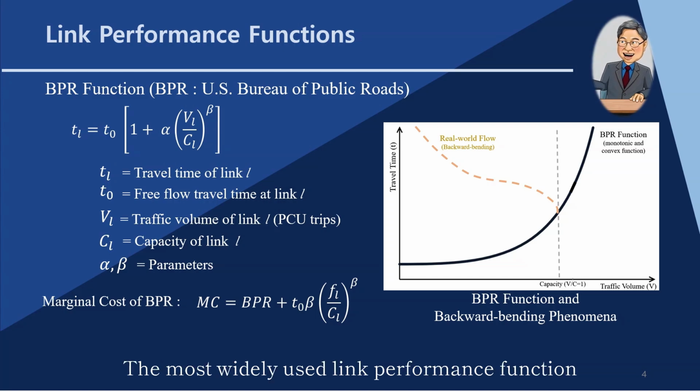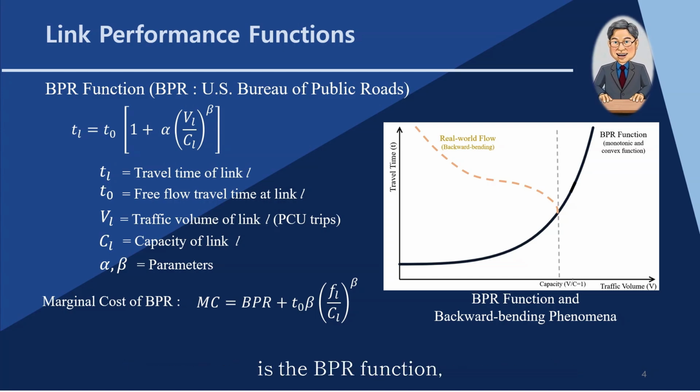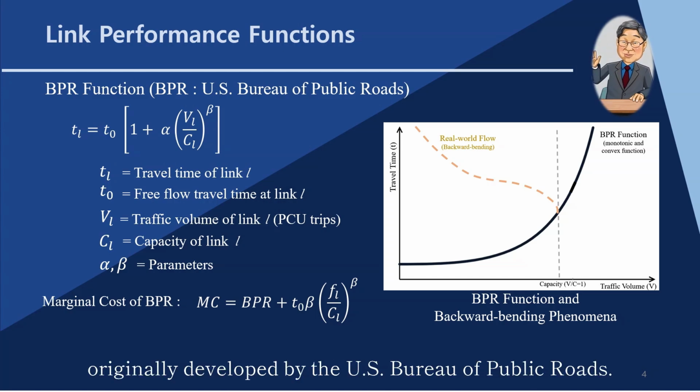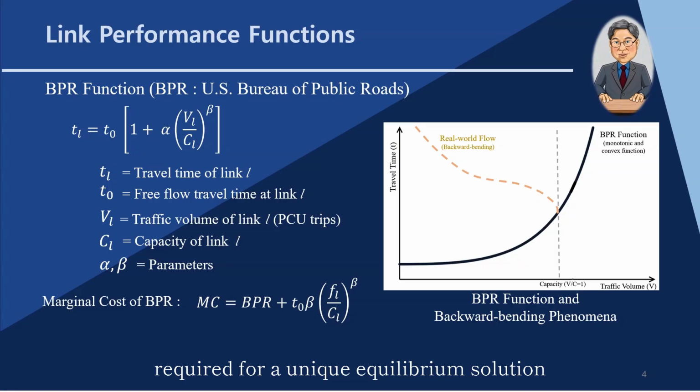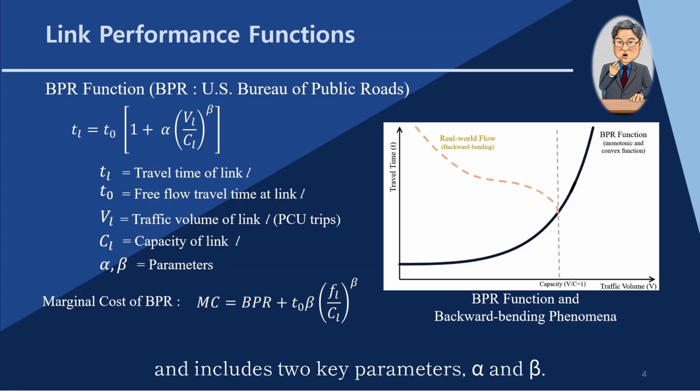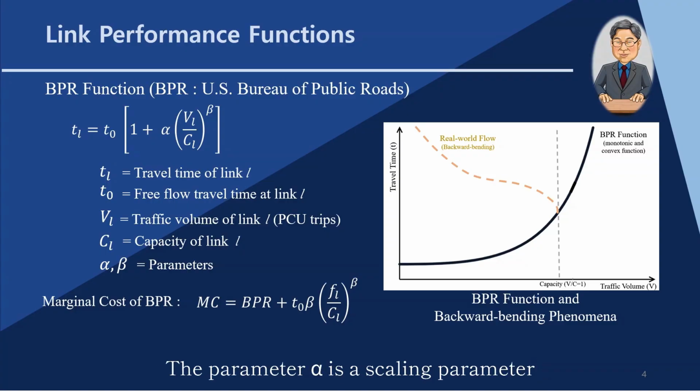The most widely used link performance function is the BPR function, originally developed by the U.S. Bureau of Public Roads. The BPR function satisfies the mathematical conditions required for a unique equilibrium solution and includes two key parameters, alpha and beta. The parameter alpha is a scaling parameter that adjusts the magnitude of congestion.